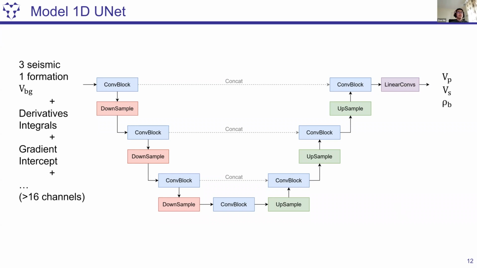So here, just a bit of a review. We have input of the 3 seismic and 1 formation, and also background velocity. In addition to that, we also have the first derivatives and integrals of all these 4 channels. And we also have gradient and intercept. Besides that, we also have instantaneous phase, amplitude and frequency from the Hilbert transform. Those are generated in Learning Lab 16 by Kai. And our output will be: we train a model to predict VP and VS simultaneously, and another dedicated model for the bulk density itself.